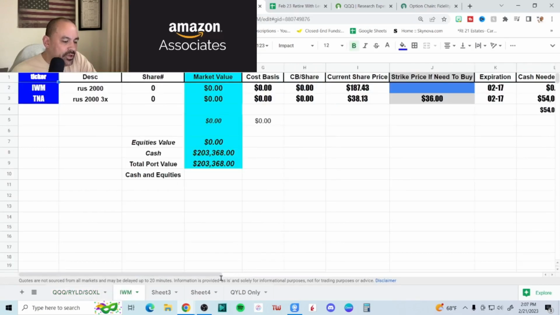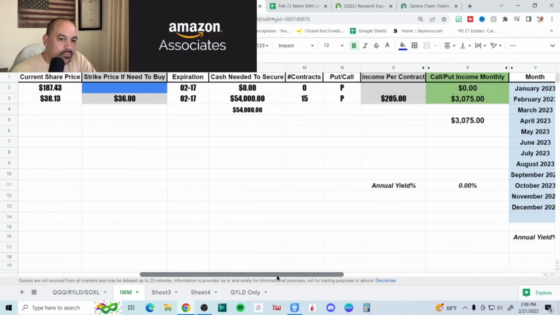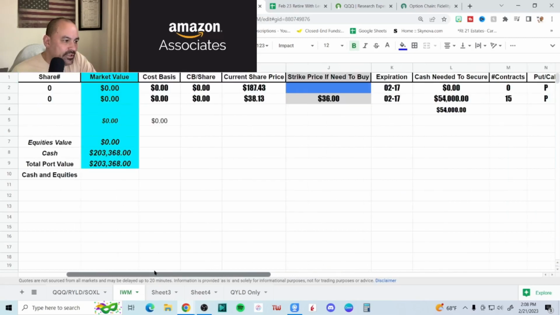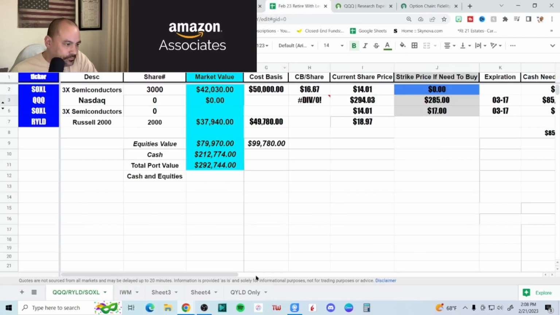On the small cap side, if you want to play small cap, we had TNA puts, 15 contracts with a 36 strike. Those expired worthless. I should have pulled up the same thing I did over there, but I didn't. So let's take a look at February and see how we did.